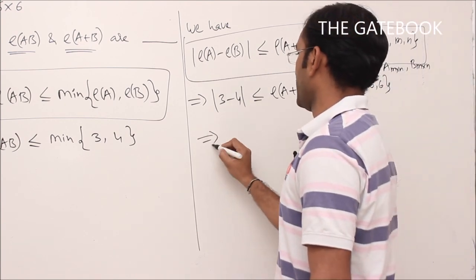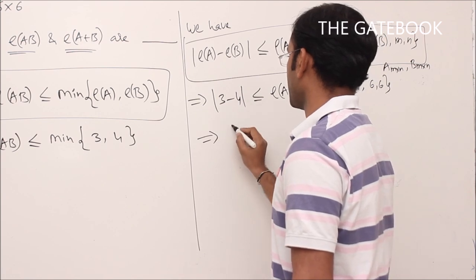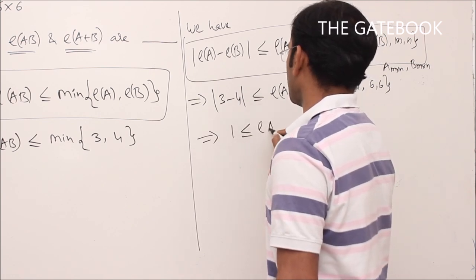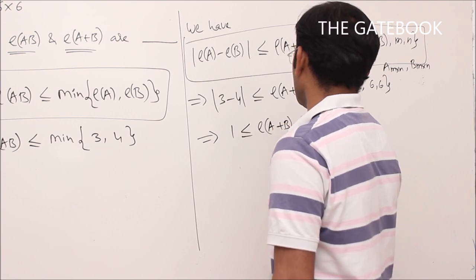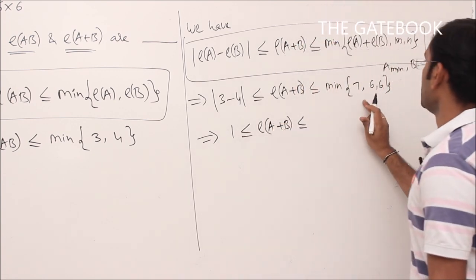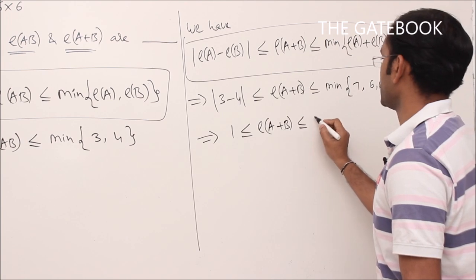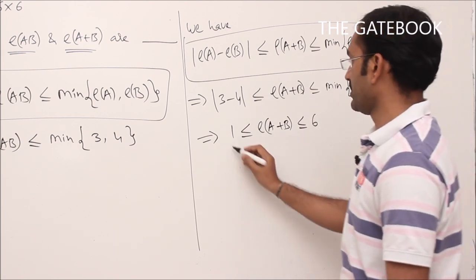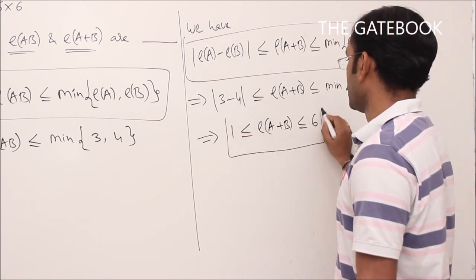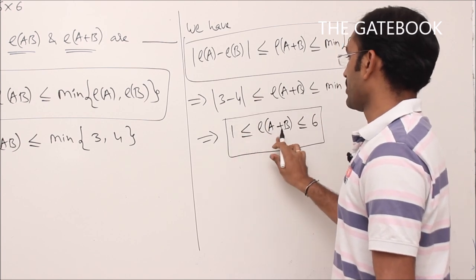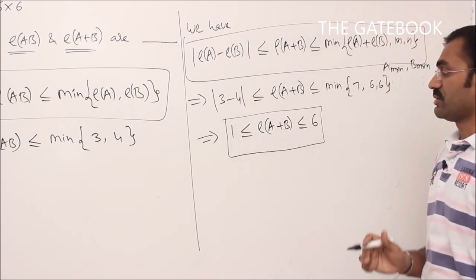So you get 3 minus 4, that is minus 1, modulus of minus 1 is 1, less than or equal to rank of A plus B, less than or equal to minimum of 7 comma 6 comma 6, which is 6. So the range of rank of A plus B is 1 less than or equal to rank of A plus B less than or equal to 6.